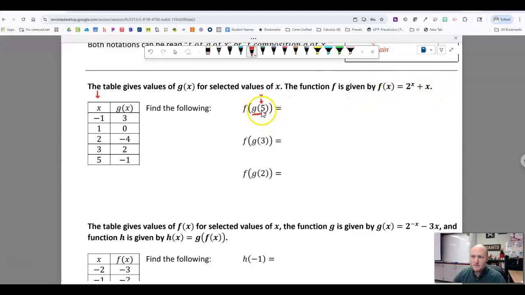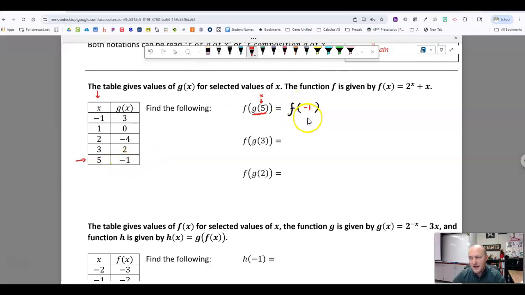And they want to find 5. So the input value 5 is right here. What is my output? What's my range of g at 5? It is -1. So what we end up getting now is f of -1. That's like evaluating a function normally. Now I just have an answer that I have to use again. So now I have -1.